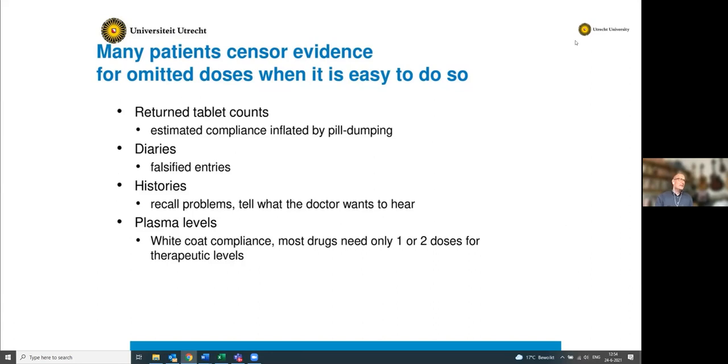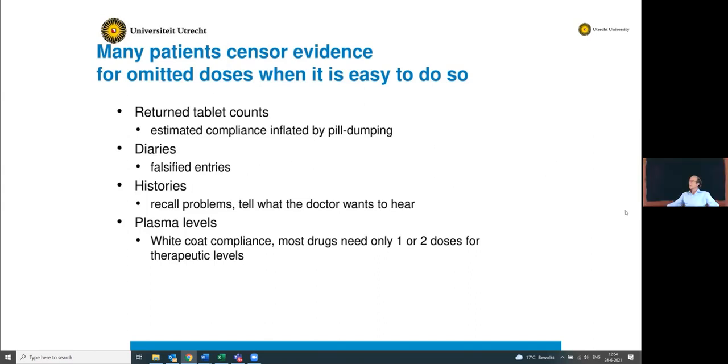Diary entries are falsified. People do not recall whether they took their medication or not, or tell the doctor what they want to hear. Plasma levels are easily taken care of. In most cases, if you take one or two dosages just before your blood sample is taken, your plasma level is okay, and it seems as if you've taken your drug.